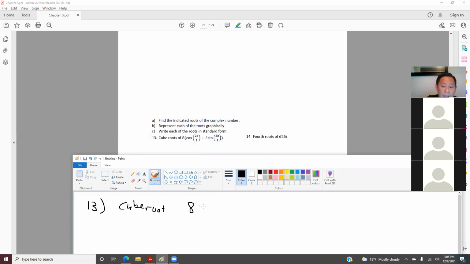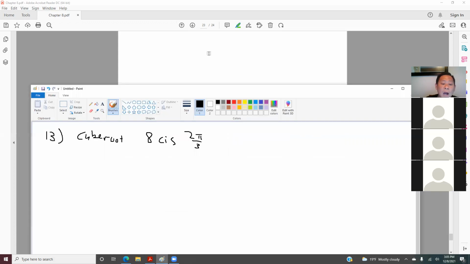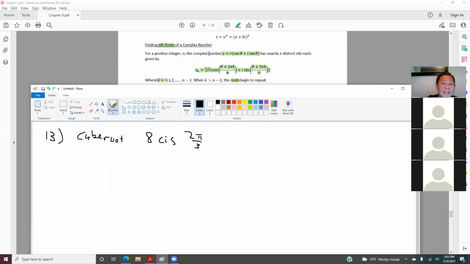for 8 CIS 2 pi over 3. Okay, so they want you to find the cube root for 8 CIS 2 pi over 3. The good news is this question is already in the CIS form, so you do not need to convert it to the trigonometric form like what we did before. So now we will use your formula here.